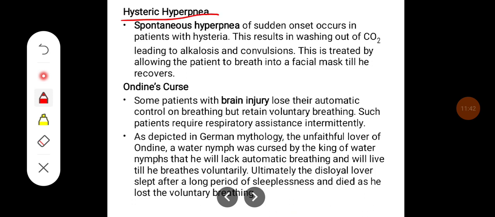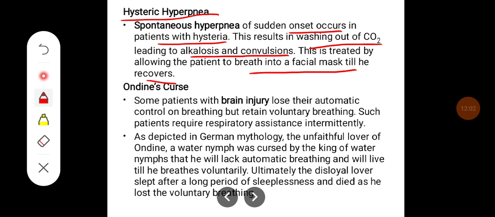Hysteric hyperapnea. Spontaneous hyperapnea of sudden onset occurring in patients with hysteria. This results in washing out of carbon dioxide, leading to alkalosis and convulsions. It is treated by allowing the patient to breathe into a facial mask till he recovers.